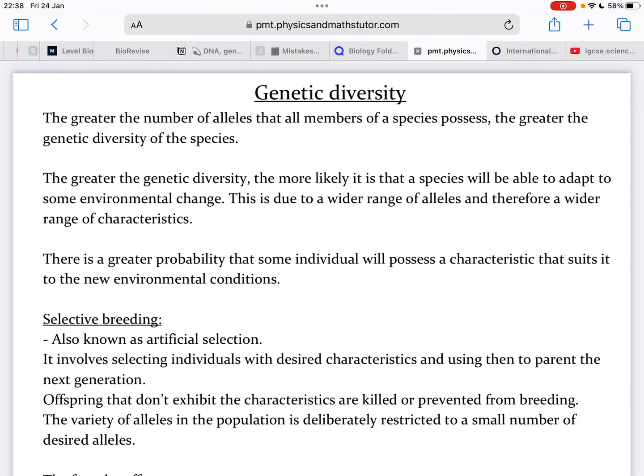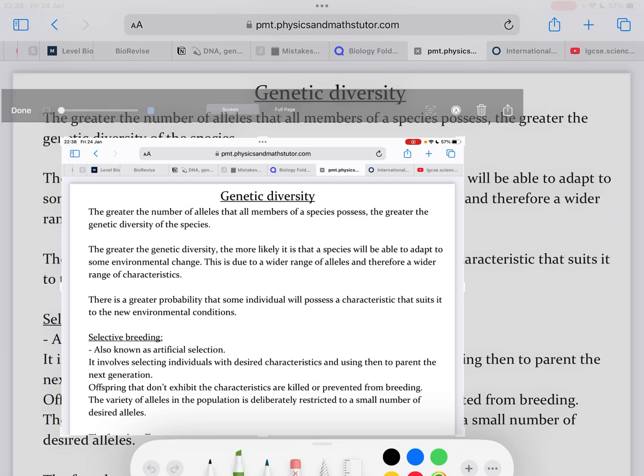So basically, the greater the number of alleles, where basically the difference of the genes that all members of a species possess, the greater the genetic diversity of the species. The greater the genetic diversity, the more likely it is that a species will be able to adapt to some environmental change. This is due to a wider range of alleles and therefore a wider range of characteristics. There is a greater probability that some individuals will possess a characteristic that suits the new environmental condition.